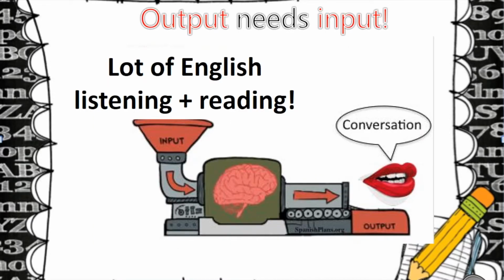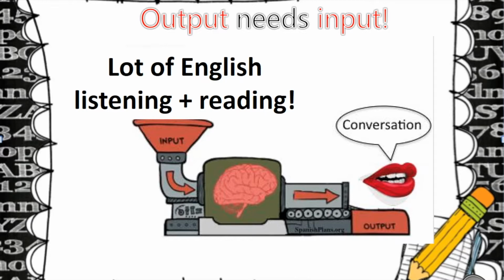So we can say output needs input. So input is English listening and reading. And it goes in your brain and you store it in your brain, and then that gives you something to say when you are outputting or talking or writing. So we need to put a lot of input into their brains.